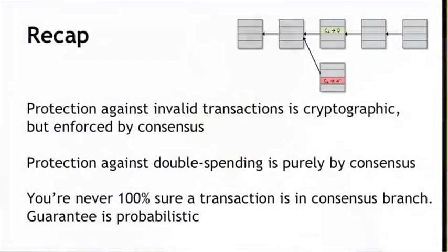So let's recap what we saw here. Protection against invalid transactions, that is, protection against a malicious node simply making up a transaction to steal someone's bitcoins, is entirely cryptographic, but it is enforced by consensus, which means that if a node does attempt that, then the only reason that that transaction won't end up in the long-term consensus chain is because a majority of the nodes are honest and will treat that transaction as invalid.